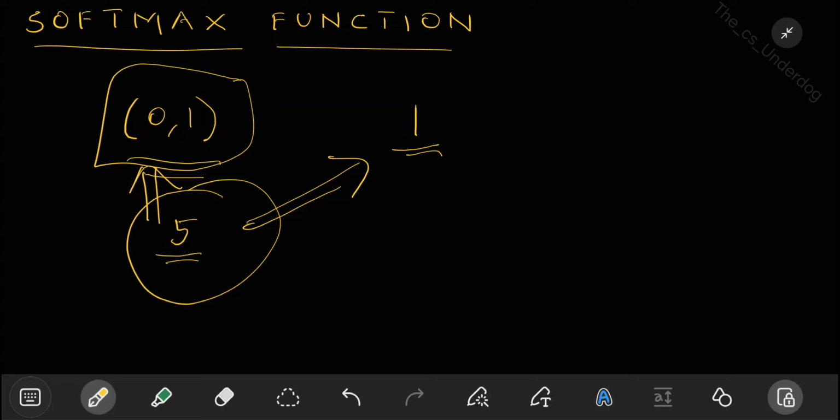And where is this useful? The softmax function is useful in multi-class classification tasks because you can see it as the probability of the output belonging to each class.